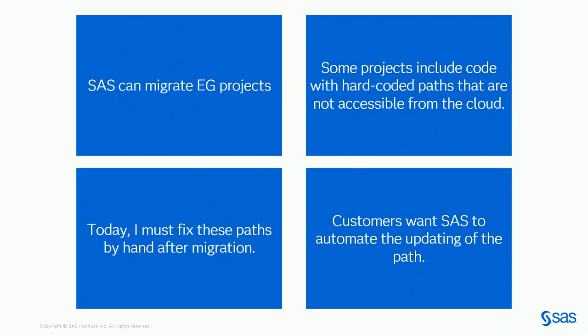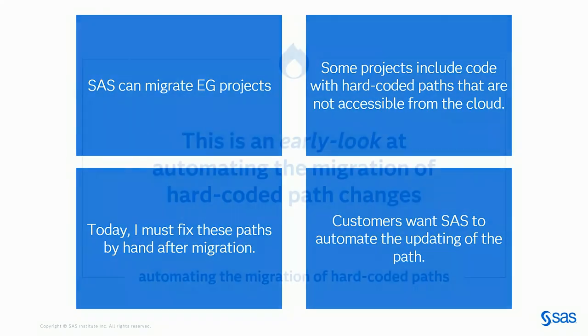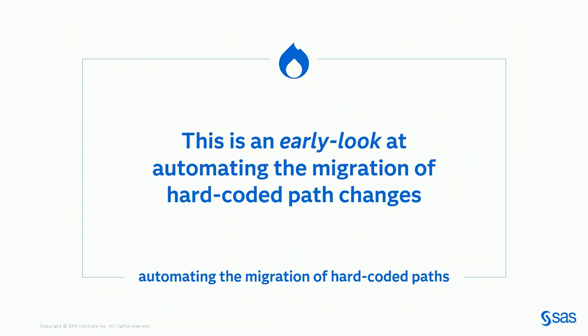So I have hard-coded paths I have to update. When I migrate today, I have to fix them by hand. I would imagine, since all of you are sitting here, you would like SAS to fix them for you so that you don't have to do that. So what I'm going to show you today is an early look at how we approach this problem. So it's an early approach to it, and I hope you enjoy it.